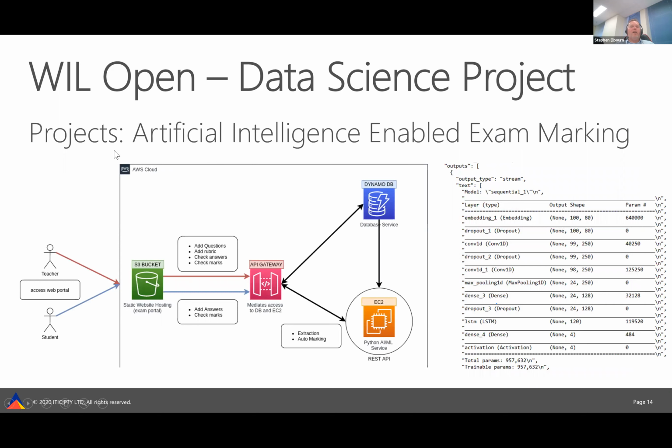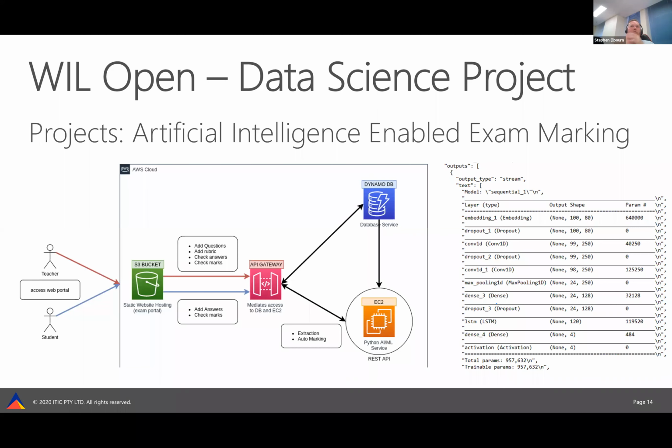Now this diagram here is a high level conceptual view of the AI-enabled exam marking. This API gateway is what our software guys are building at the moment. You'll be working with Python and AI machine learning to build the EC2 service. This is all hosted in the AWS cloud, so you get some experience with that. Hamza, who's on the software side, is AWS certified, so he's running that component.